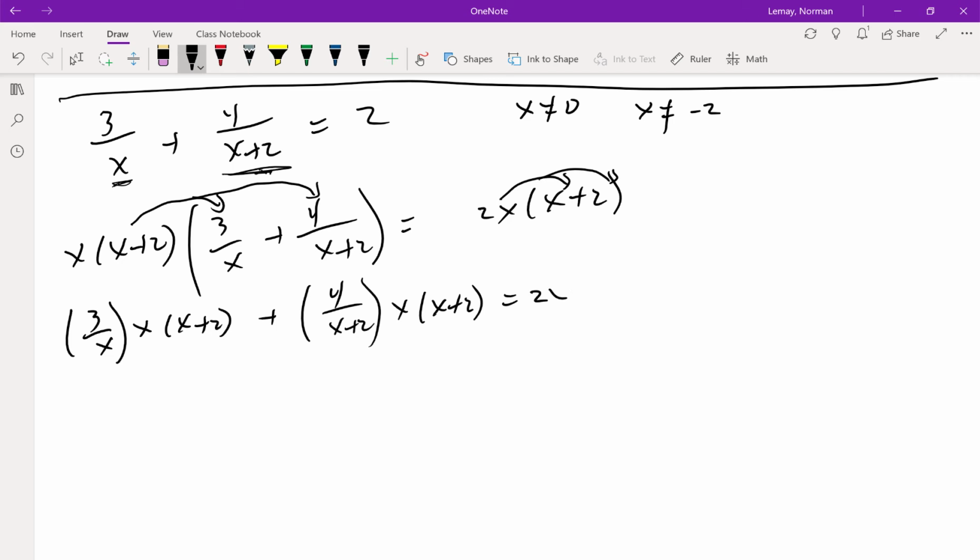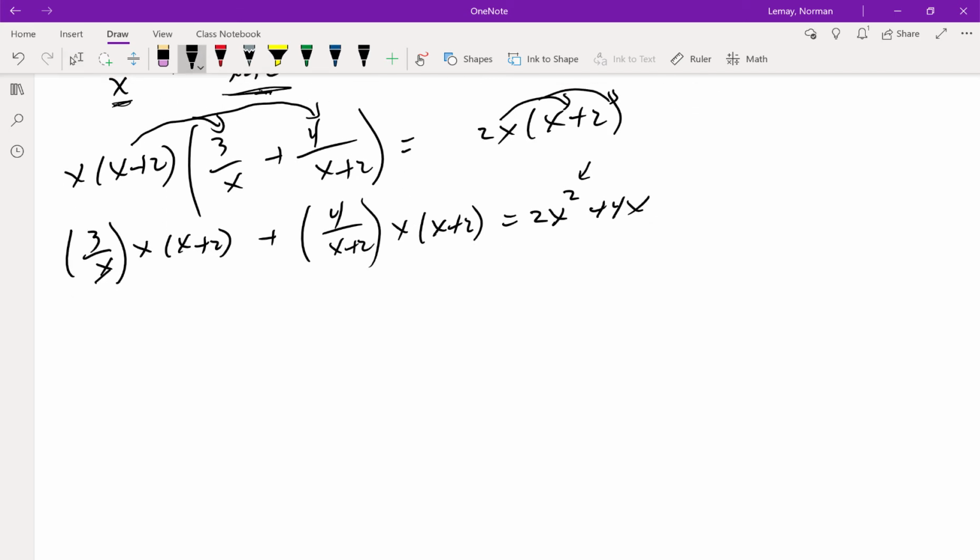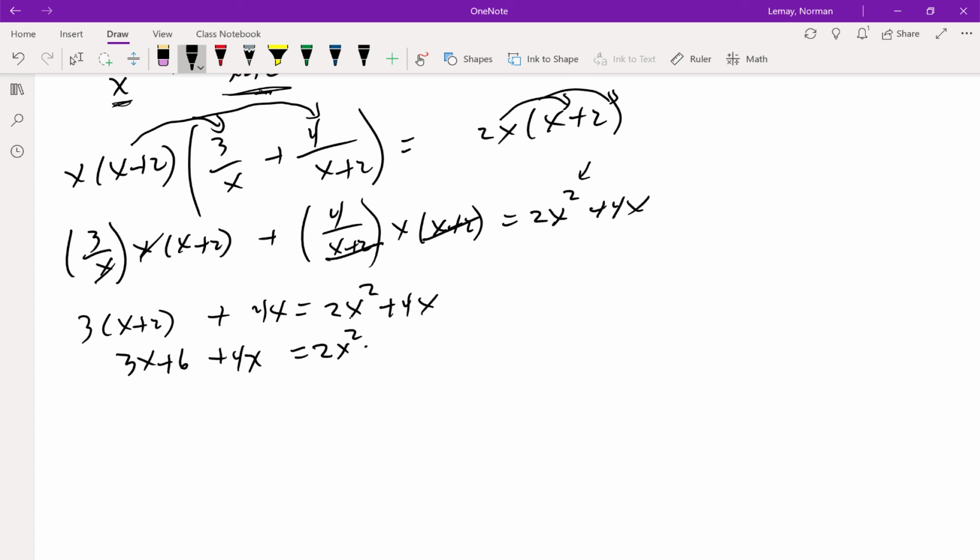So we get 2x squared plus 4x. Notice here is where our x squared gets introduced. This x cancels with this x, so I get 3 times x plus 2, plus these two cancel out, so I end up with 4x equals 2x squared plus 4x. Distributing here, 3x plus 6 plus 4x equals 2x squared plus 4x. Combining like terms on the left, 7x plus 6 equals 2x squared plus 4x.